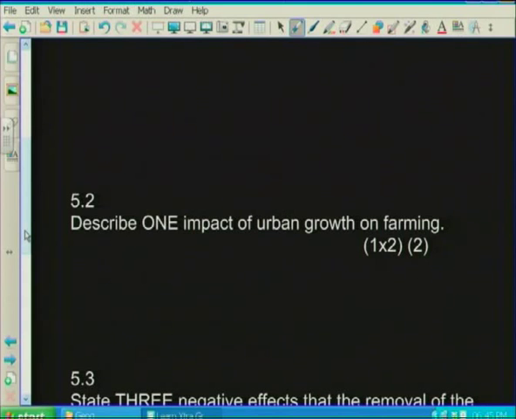And also urban growth or expansion. People are cutting down trees to make space for houses or to extend the suburb that you live in, etc., etc. 2 marks. Question 5.2, describe one impact of urban growth on farming.